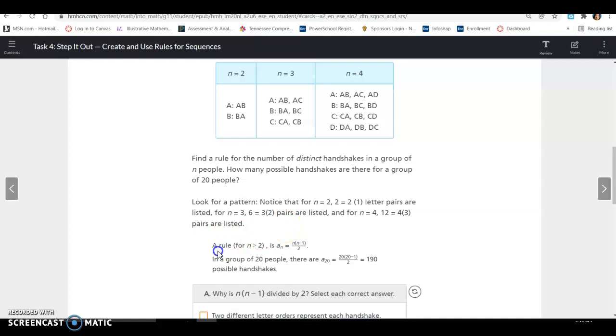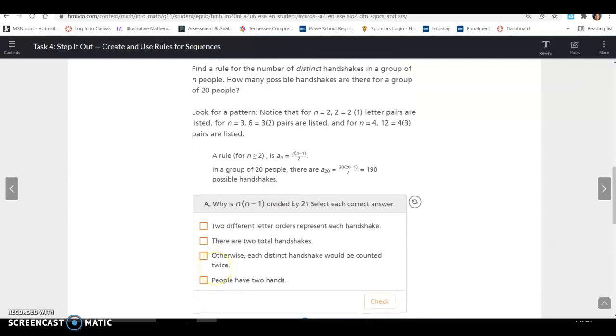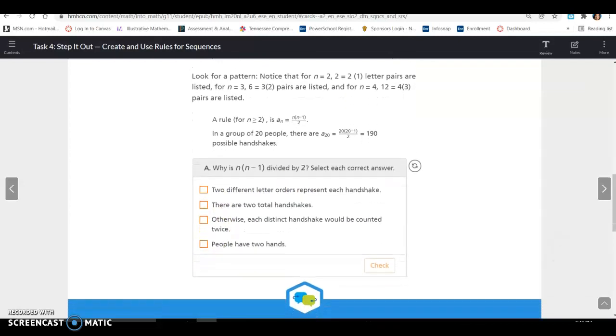All right, so it says a rule for n greater than or equal to 2 can be written as a subscript n equals n times n minus 1 over 2. So in a group of 20 people, there are a subscript 20, and we're going to plug in 20 for our n values. So in a group of 20 people, there are 190 possible handshakes. That's a lot of handshakes.